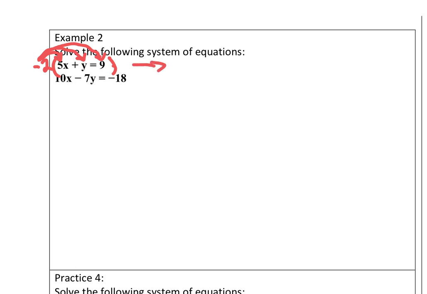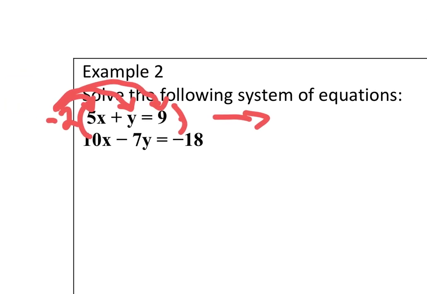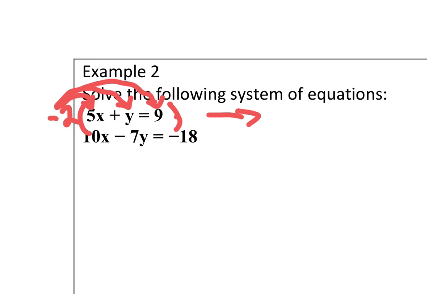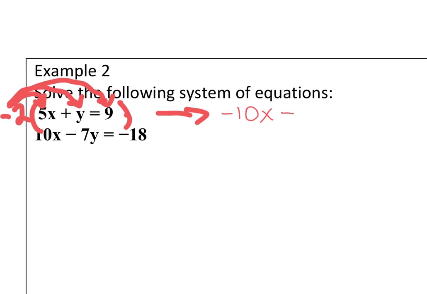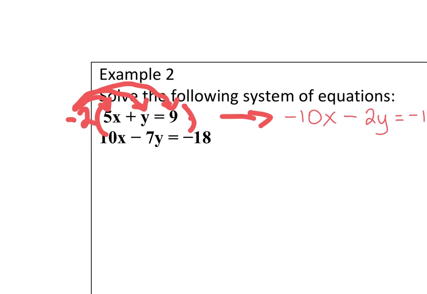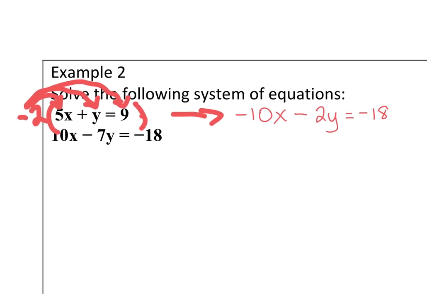Okay? So we're going to have negative 2 times 5x is negative 10x. Negative 2 times y is going to be negative 2y. You have to distribute to all 3 terms because you have to create an equivalent equation. You can't just change one of the terms. And then lastly, negative 2 times 9 is negative 18. So I have to change the entire equation, okay?